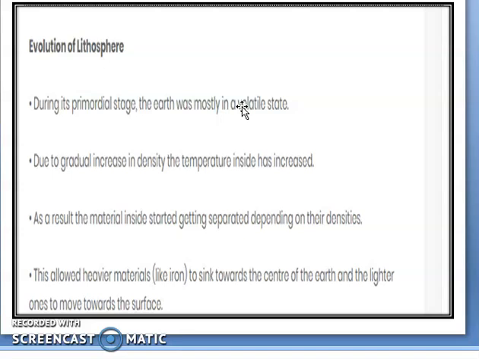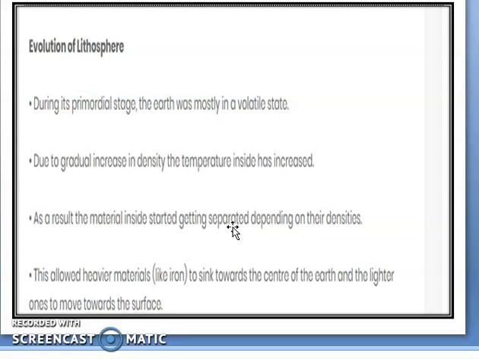Now due to the increase of the density, whatever materials are present inside the Earth's surface started separating from each other according to the density.